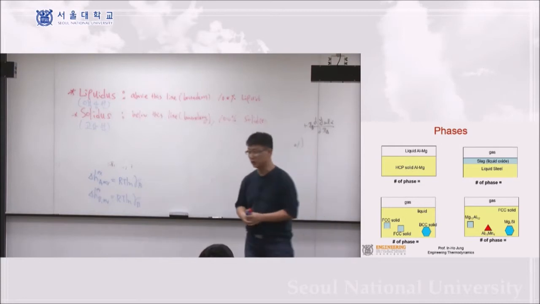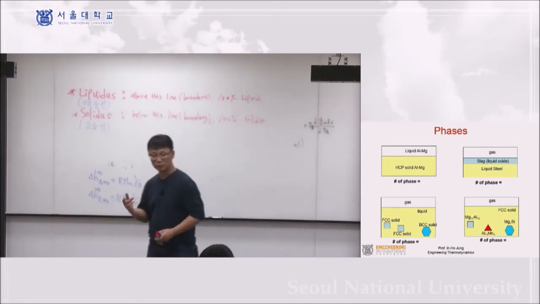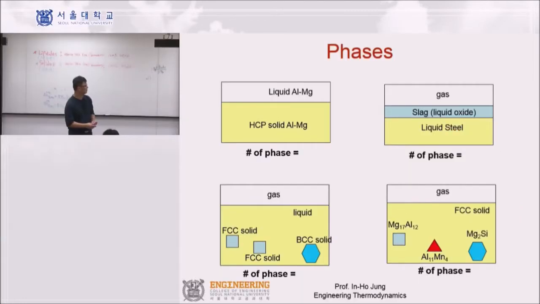So if you look at this kind of example, let's count how many phases we have in each system. So the very first one, we have liquid aluminum magnesium phase, yeah? And then we have HCP solid aluminum magnesium phase. So in the given system, we have two phases. Am I right? Two phases. And then for the second case, how many phases do we have?